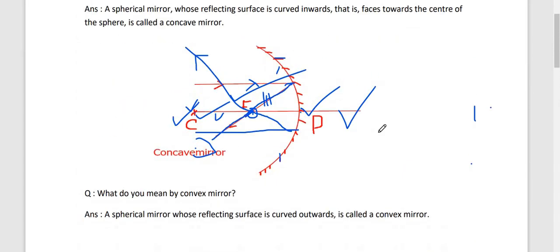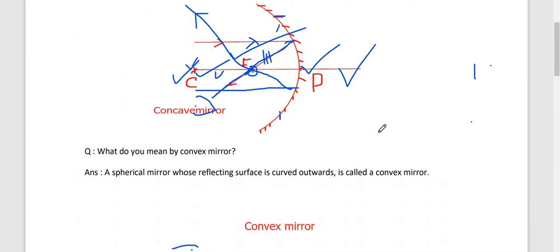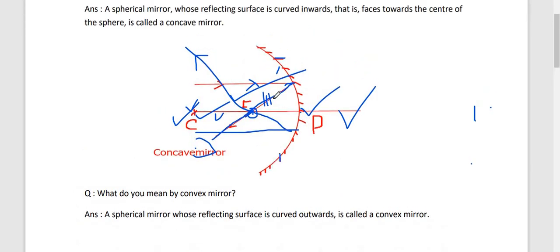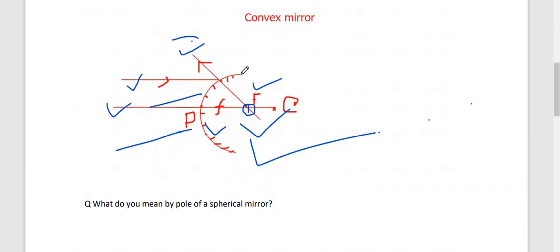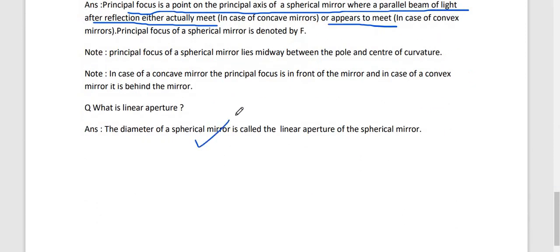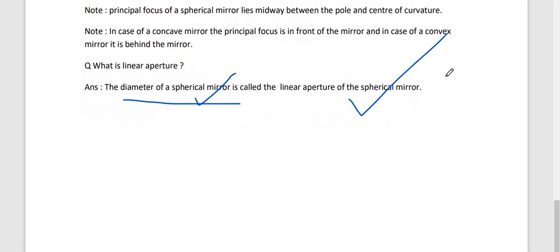And next one is linear aperture, the diameter of the reflecting surface. So what is the reflecting surface? This one is the reflecting surface. This distance is called the linear aperture, and in this case also from here up to here this distance is called the linear aperture. The diameter of a spherical mirror, don't be confused, the diameter of the reflecting surface of the spherical mirror is called the linear aperture of the spherical mirror.